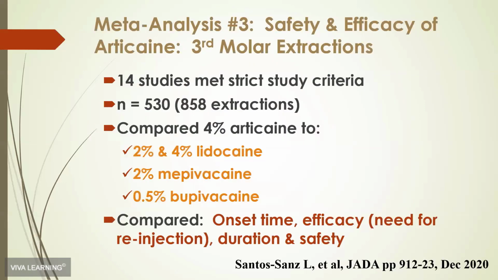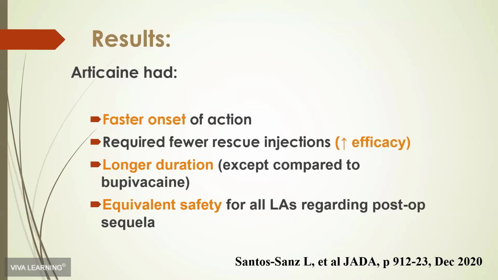This meta-analysis looked at the safety and efficacy of articaine for third molar extractions. So there were 14 studies, over 800 extractions. They compared 4% articaine to 2% and 4% lidocaine, 2% bupivacaine, and bupivacaine. They compared onset time, efficacy, duration, and safety. And again, articaine outperformed all of the other local anesthetics in all parameters except for bupivacaine and duration.